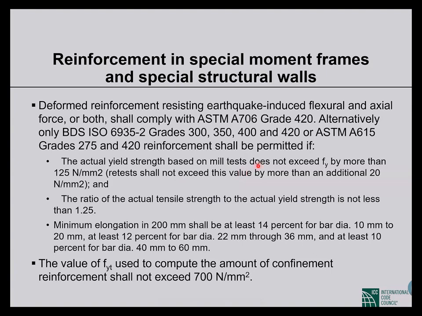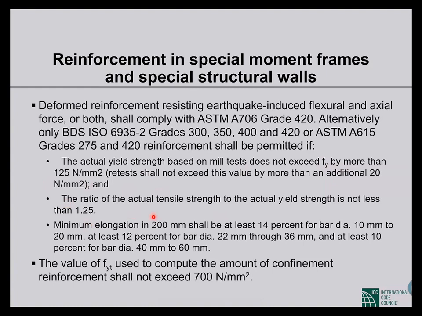So that's why it is restricting the value of fy. Suppose our steel is BDS ISO 420, but I'm getting yield stress very close to 500. Is that okay? So there is an upper limit. fy cannot be more than 125 megapascal above the specified value.